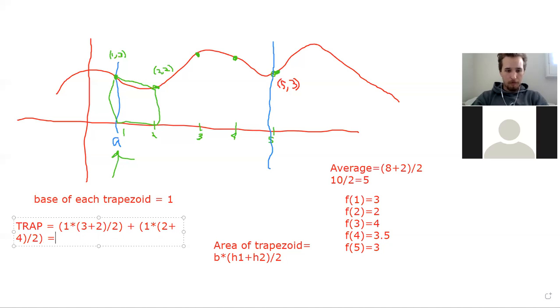And then the third trapezoid. What's our width again for each trapezoid? 1, okay. Now we have to do our next 2 heights. Yep, 4 plus. You guys are killing it. And then our fourth trapezoid. Base is 1 again. And then our 2 heights. Great.